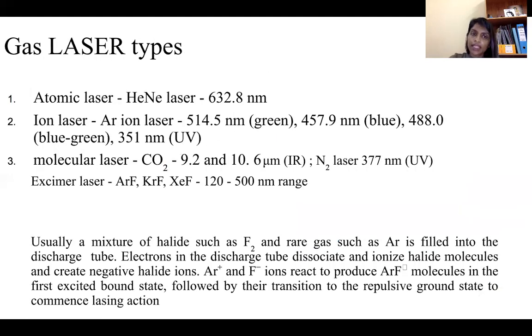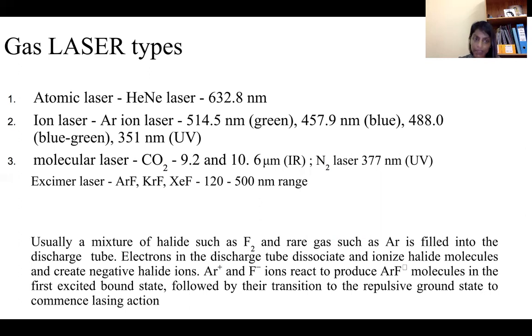Normally we have atomic lasers like helium neon, which produces around 632.8 nanometers. And then we have ion lasers, where normally it's the argon ion laser that produces green and blue-green. And then we have molecular lasers. If it is not atomic gas, then it can be a molecular gas like carbon dioxide or nitrogen. Carbon dioxide is very popular, producing an IR laser, and nitrogen produces UV.